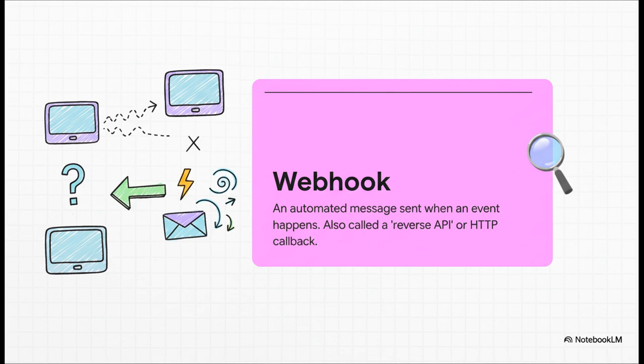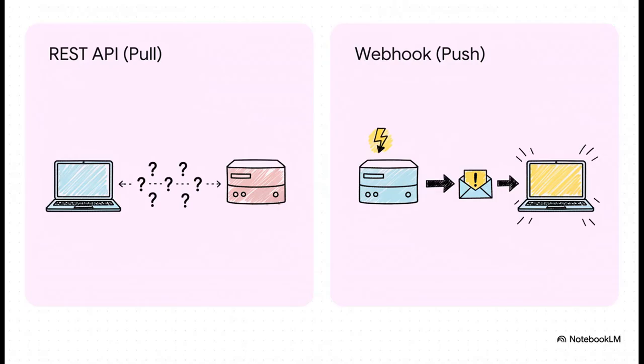So at its very core, a webhook is just an automated message that gets sent from one app to another when a specific event happens. That's it. And because it kind of reverses the normal flow of information, you'll sometimes hear tech folks call them a reverse API or a user-defined HTTP callback.